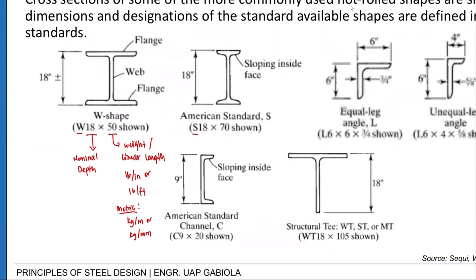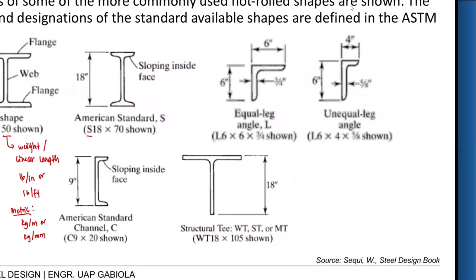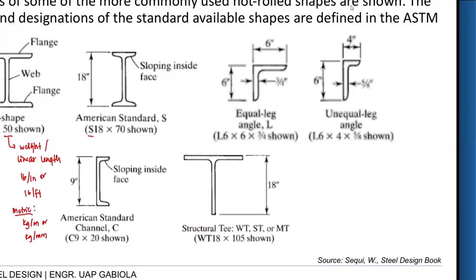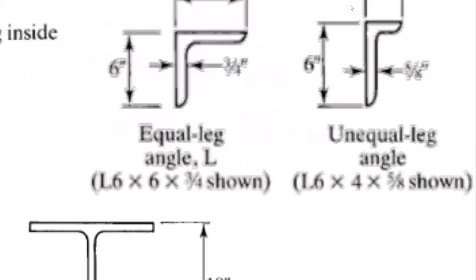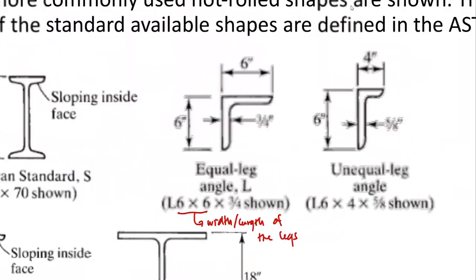And then we have our angles. So for angle bars, the designation is somehow close with the first two designations, but for this case, the numbers represented are exact. Okay, so the first two numbers are for the width or length of the legs. Okay, meaning this portion.